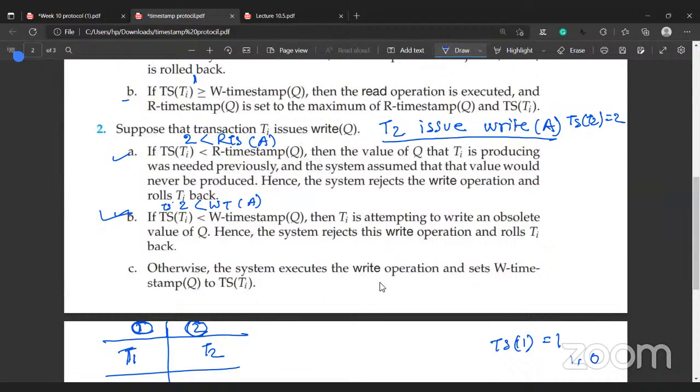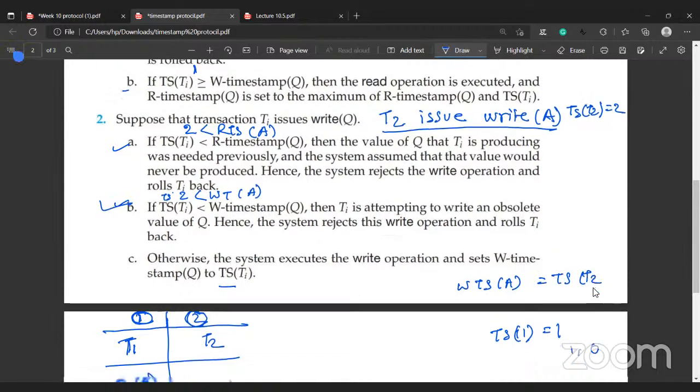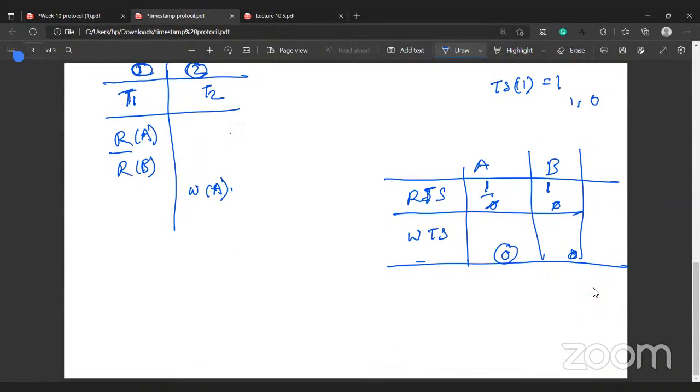So it will execute the write operation and set the W timestamp of A to TS of T2, the transaction timestamp of T2. The transaction timestamp of T2 is 2, so it is set to 2. So everyone got up to this?